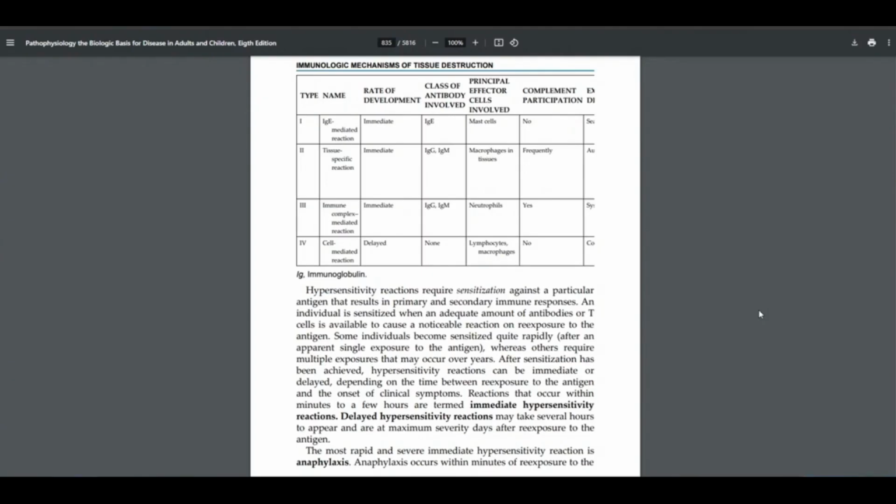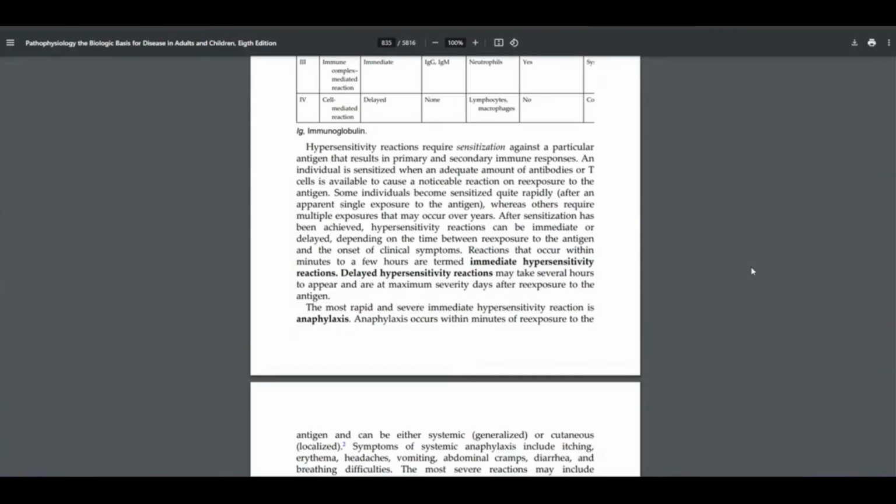Lastly, our cell-mediated reaction, or type 4, which has a delayed reaction. There is no specific antibody involved. However, there are our lymphocytes and macrophages, with no complementary participation.